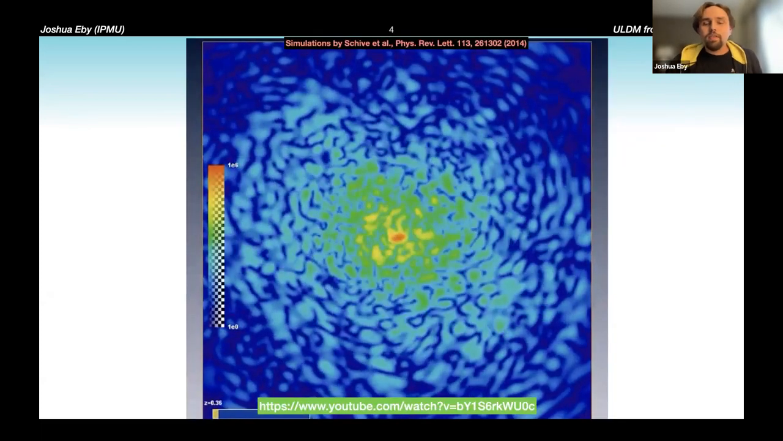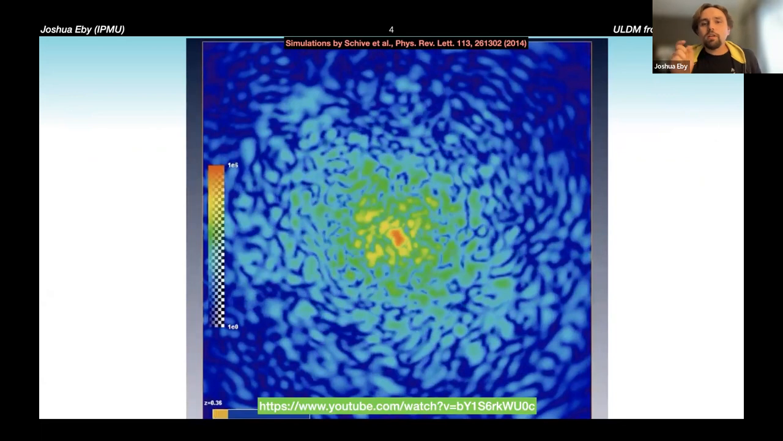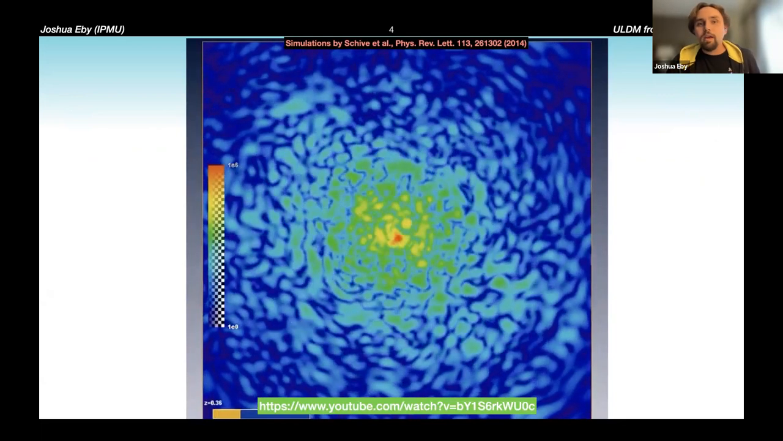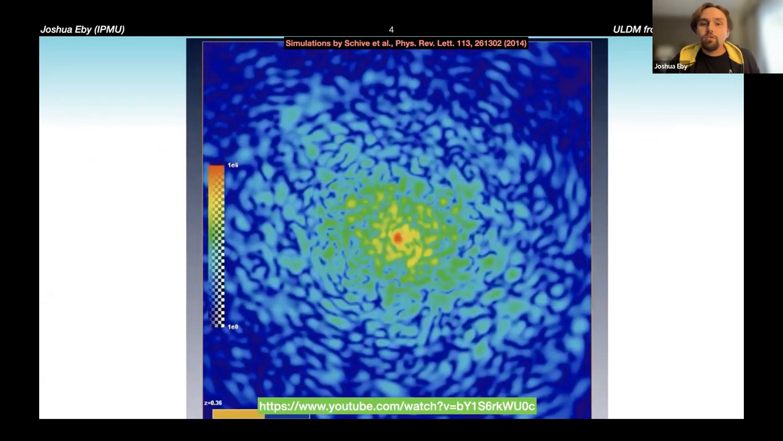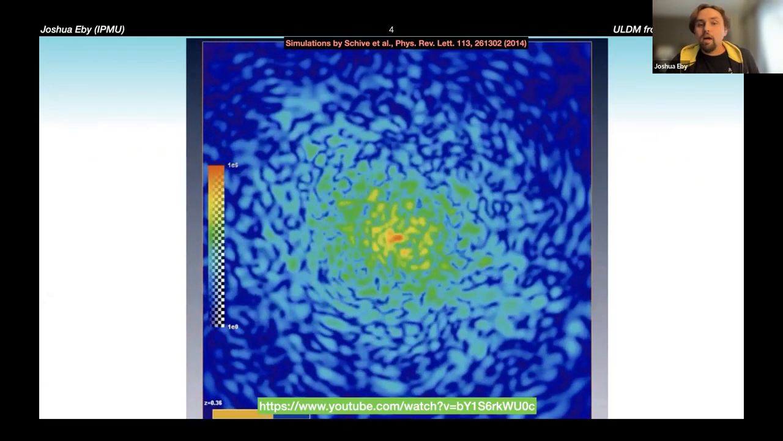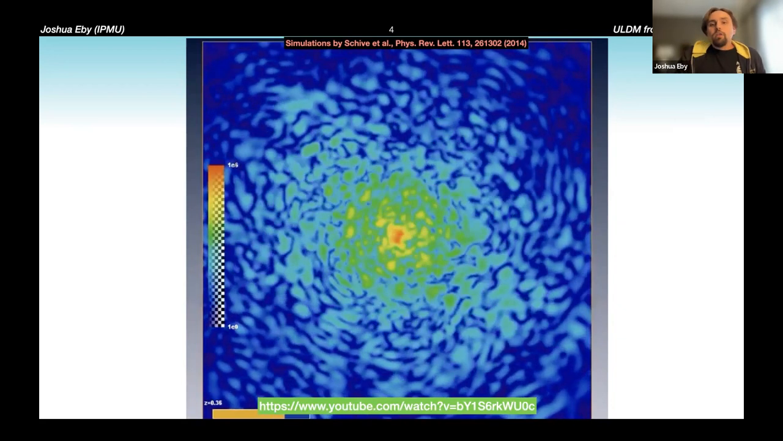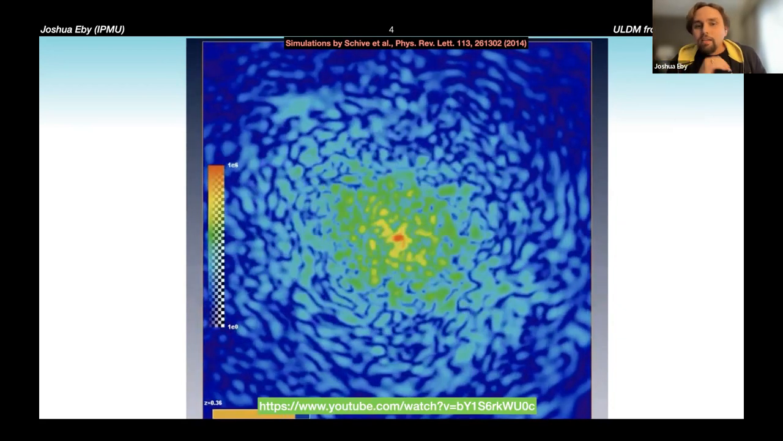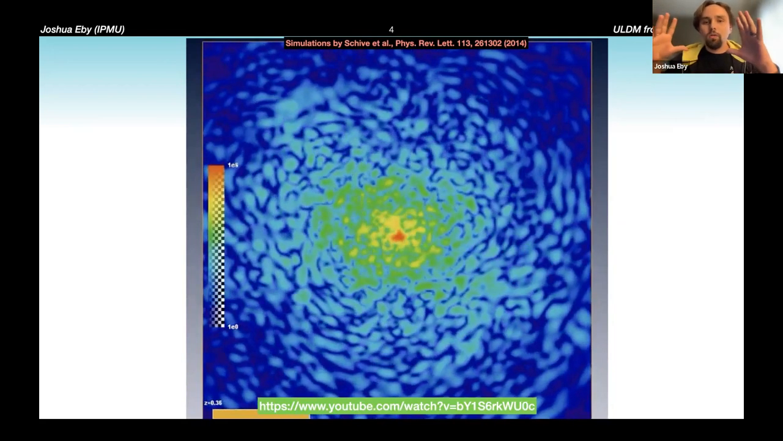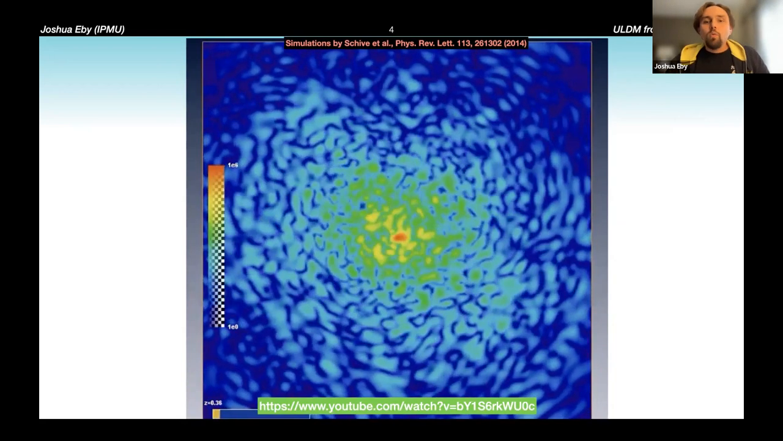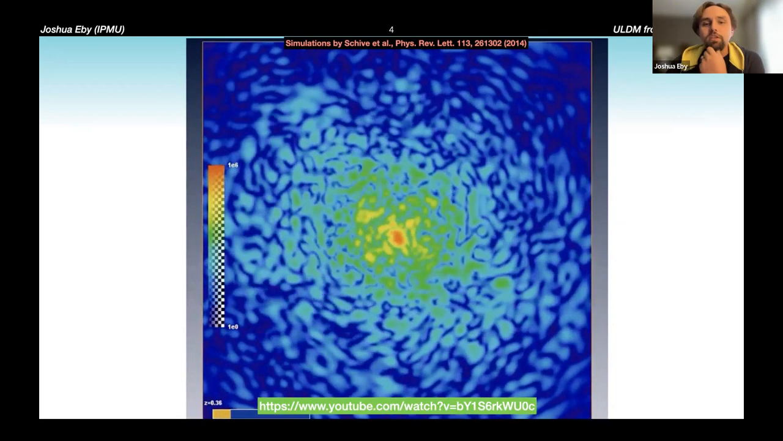To motivate this and things I'll talk about later, let me show you this short clip of a simulation by the Schive et al. collaboration from 2014. This is one of the earliest ultralight dark matter simulations on the market. They were looking at this very lightest mass range, so 10 to the minus 22 eV. In that case, you should think of this whole thing as being a galaxy. Let's run it again. What do you see in this simulation?